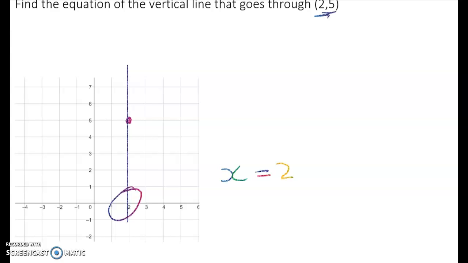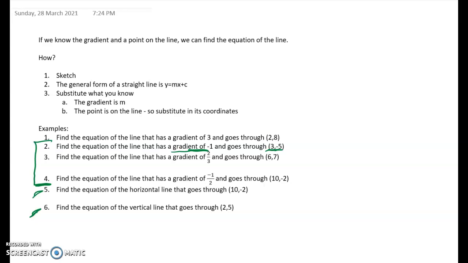So there you go. Here's a quick summary of what we need to do. If we want to find the equation of a line when we know the gradient and a point on the line, we're going to know that the general form is mx + c, and then we substitute in what we know. So the gradient will be m, and then we substitute in the coordinates from there.